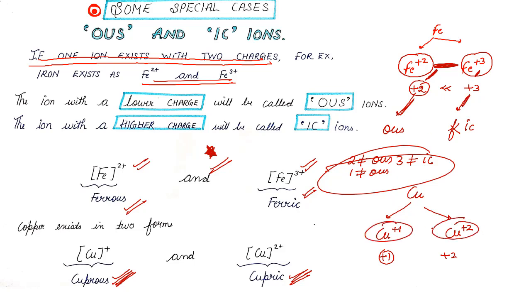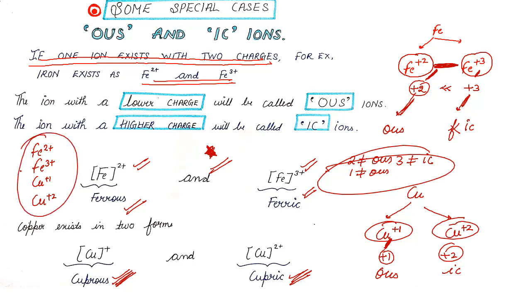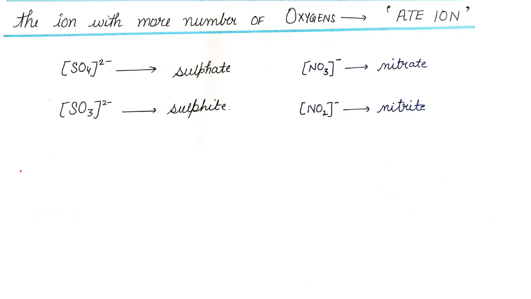Out of these two, plus 1 and plus 2, the smaller one is plus 1 is us, the bigger or larger one is ic. Clear? So here you learn 4 different ions. One is Fe2+, ferrous; next is Fe3+, ferric; next is Cu+, cuprous; next is Cu2+, cupric. Okay, so these also you need to remember along with the previous ions that I told you. Moving further.